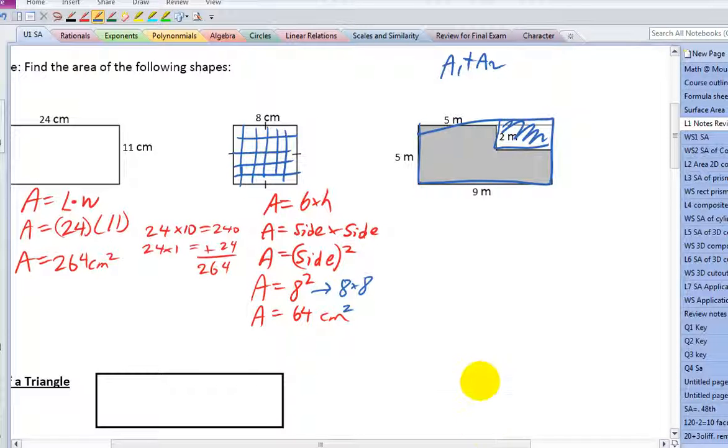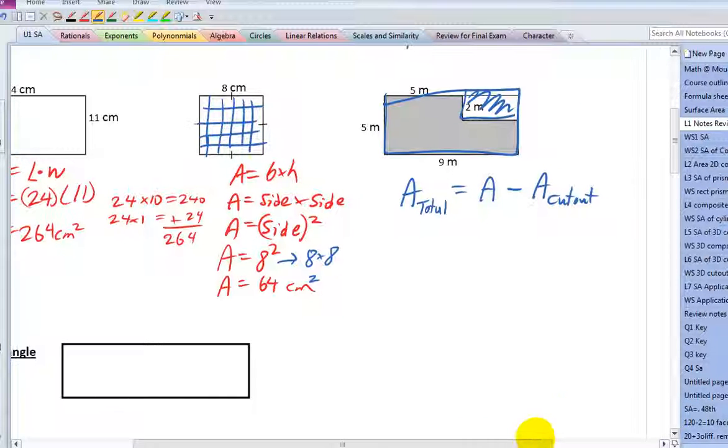Okay, so for this shape here, we're looking for the total area. We're going to take the area of the large rectangle and subtract the area that's cut out. So just write little subscripts to help me tell you what exactly it is that we're finding. So we take the area total. That's going to be length times width minus length times width. But we just have to be careful with our lengths and our widths.